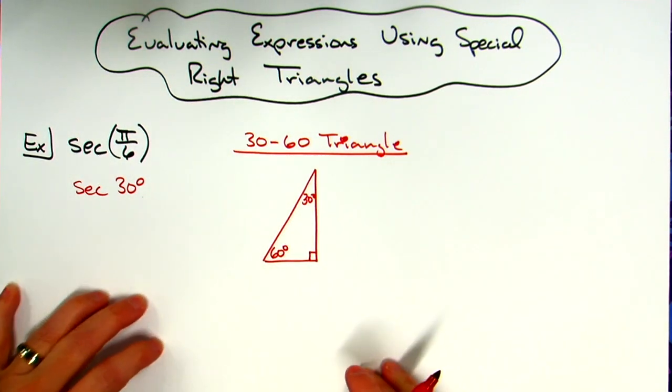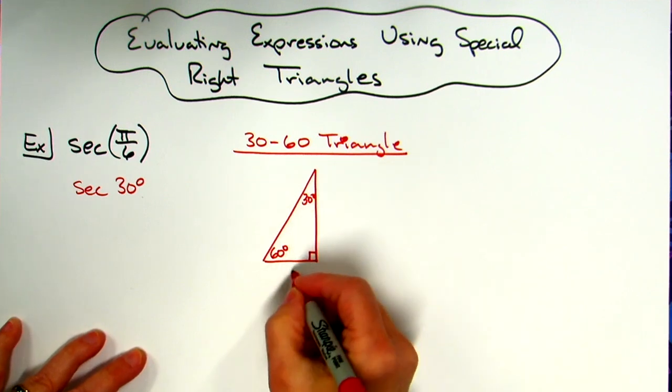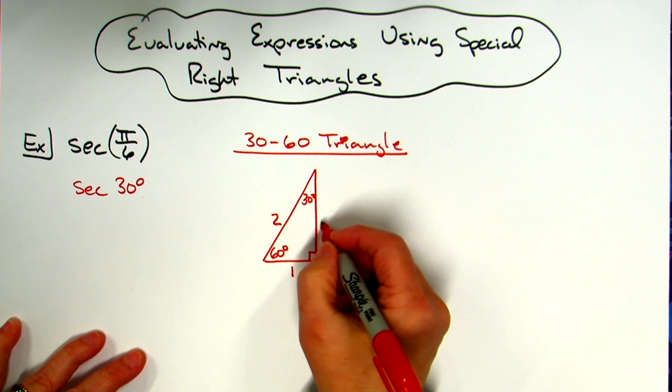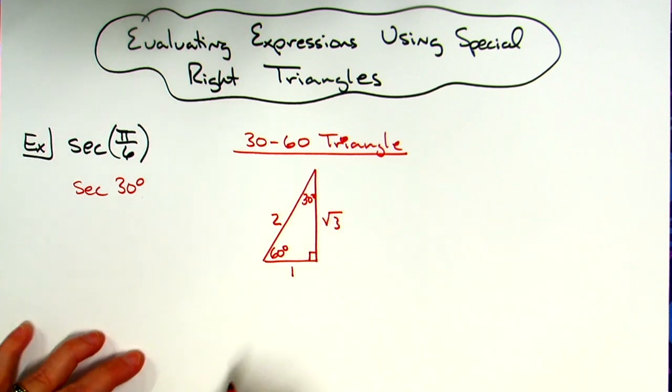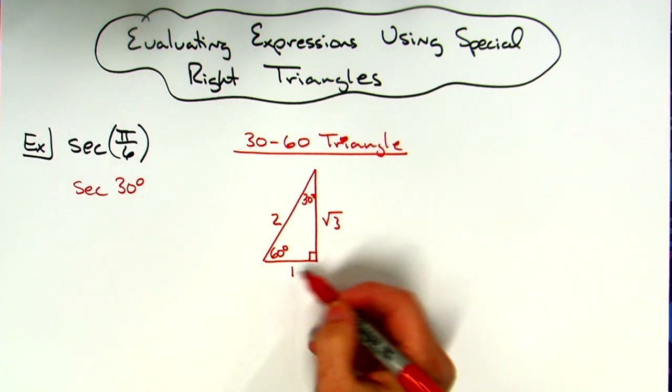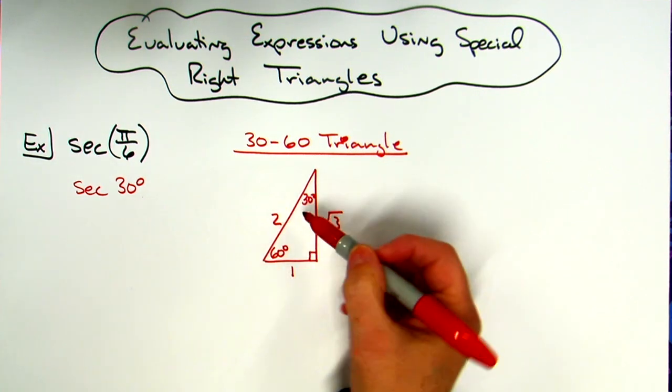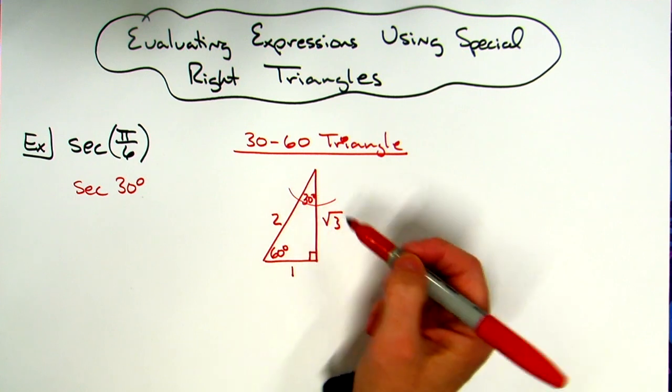Now in a 30-60 right triangle, across from your 30 side is 1, your hypotenuse is 2, and across from 60 is square root of 3. So there's your reference triangle, that being a side across from 30 is 1. Okay, so in this case, secant of 30 degrees. Well, here's my 30 degrees.